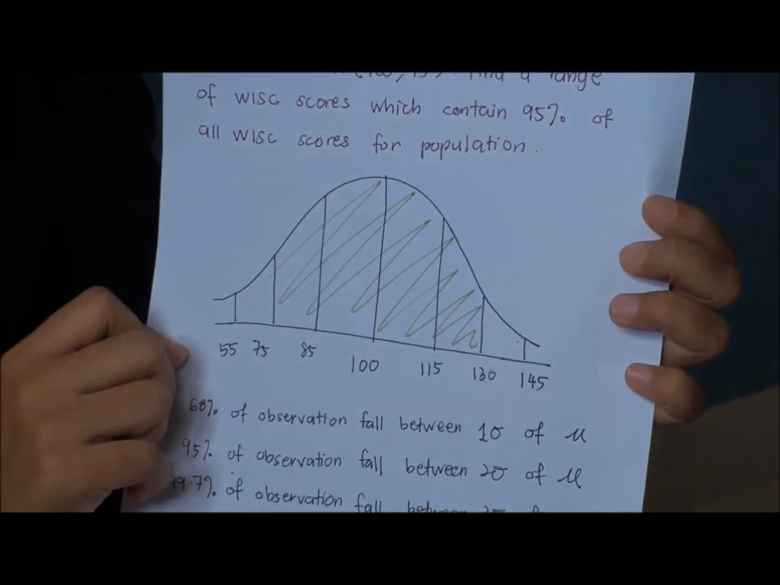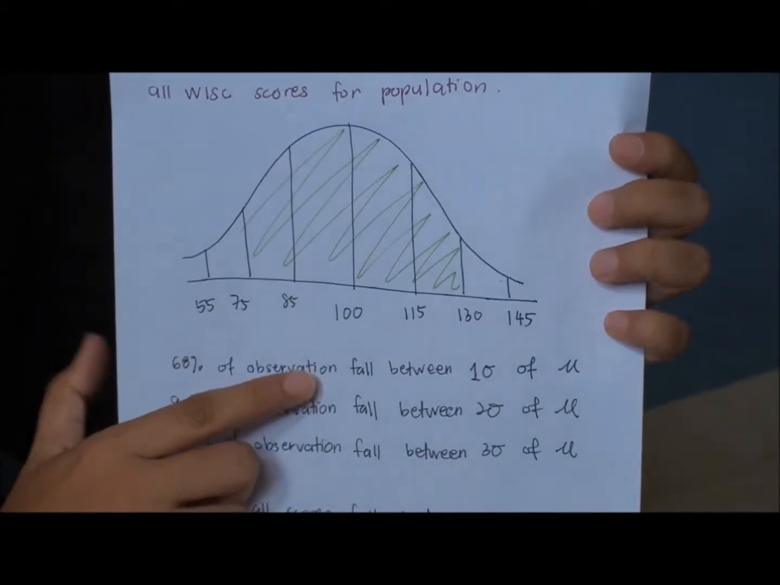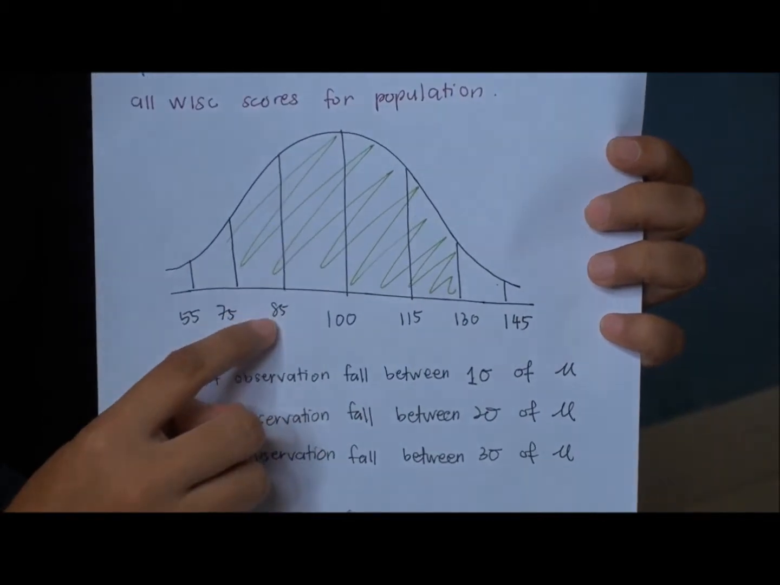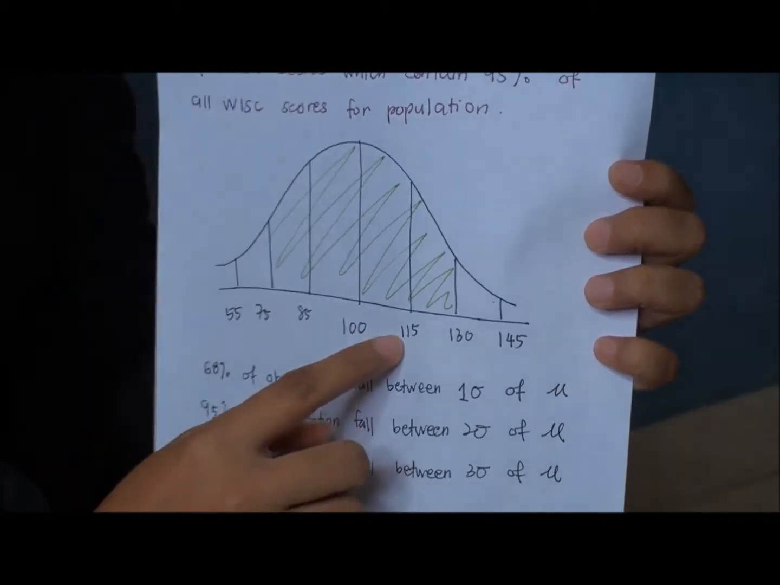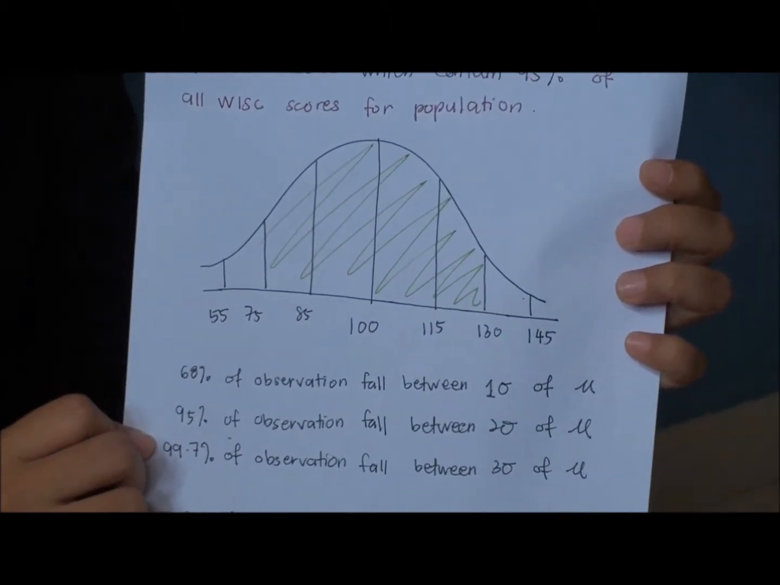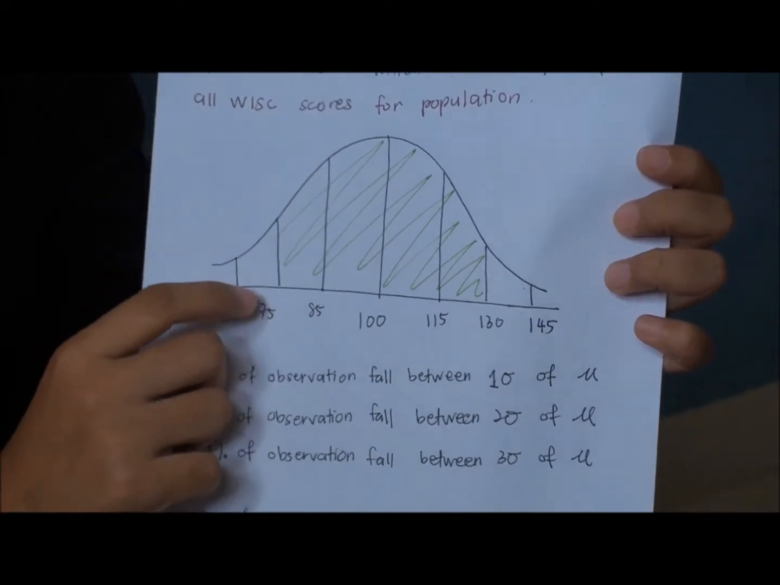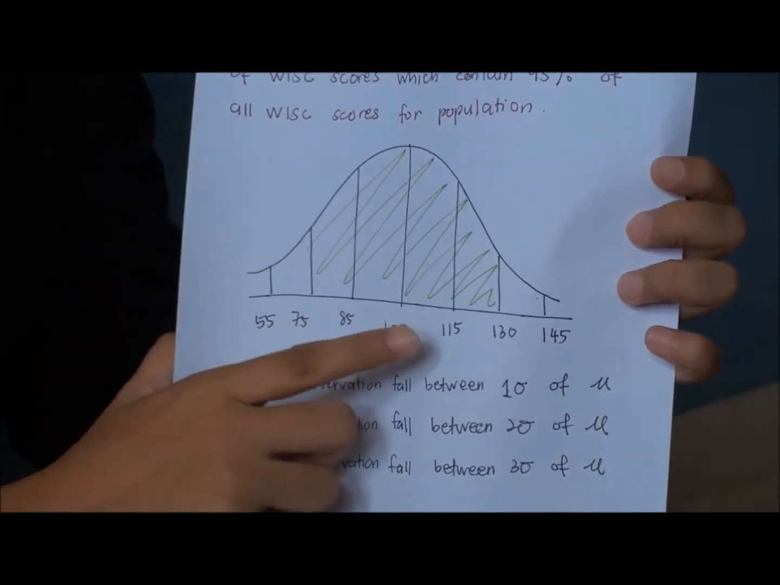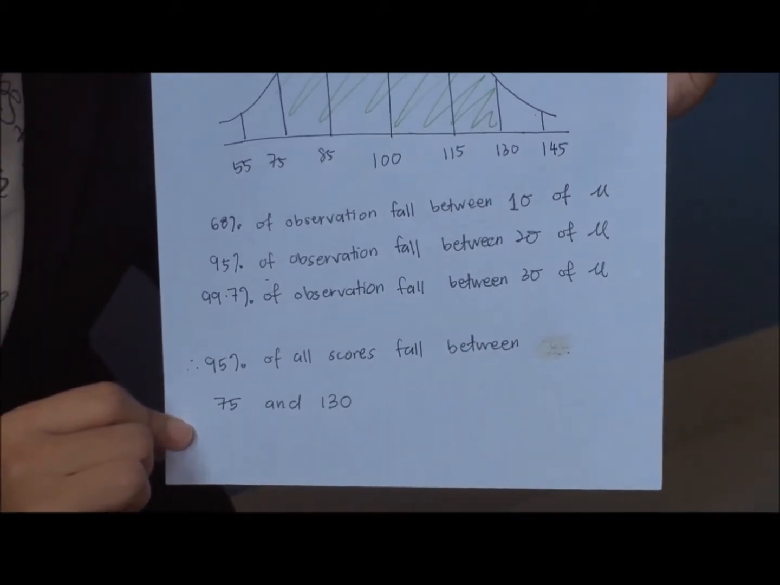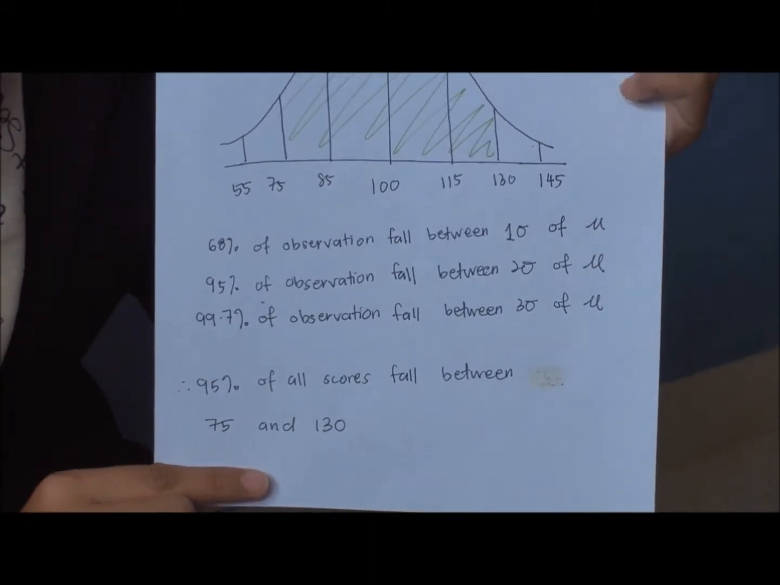So we will use the empirical rule, so that 68% of observations fall within 1 sigma of mu. So the value is between 85 and 115. 95% of observations fall within 2 sigma of mu. So the value is 70 to 130. 95% of all scores fall between 70 and 130.